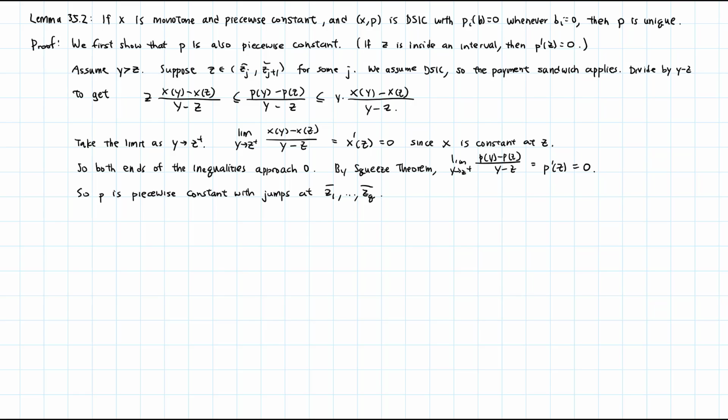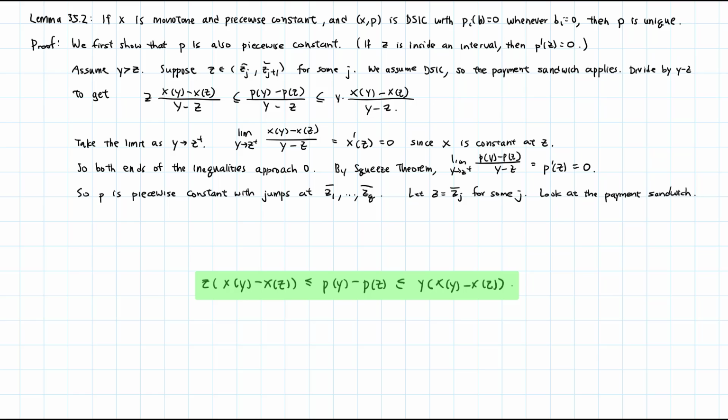Now that we know what p looks like within the intervals, we need to figure out what the jumps for p are. We let z be zj bar for some j. Once again, we will look at the payment sandwich. We will take the limit of each term as y goes to z from the right. So this limit for y times (x(y) - x(z)) is z times hj, the jump of x at zj bar.